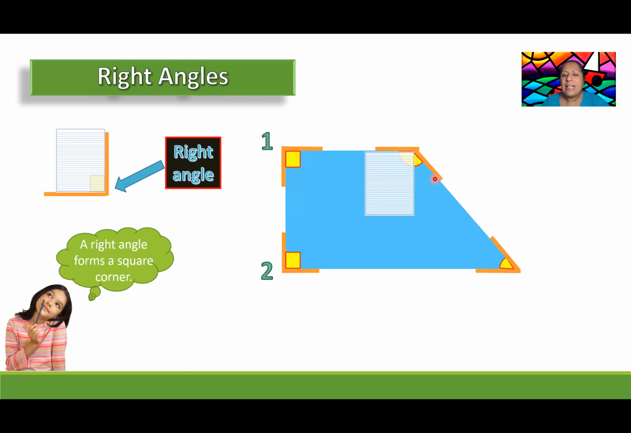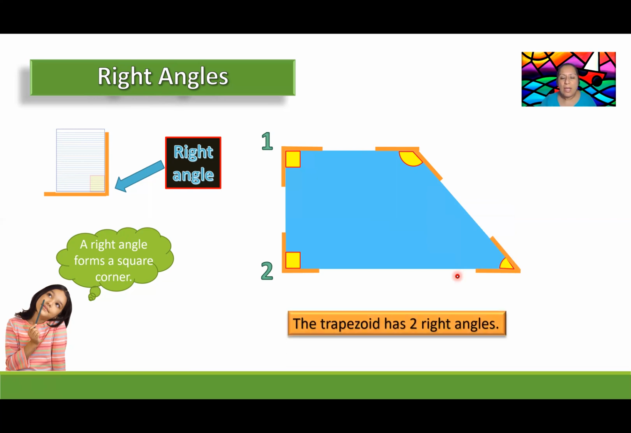Let's look for the last angle. If I try to fit the page, you can see that the angle is smaller because it gets behind the paper. It doesn't fit perfectly. So I can tell you now that the trapezoid has only 2 right angles.